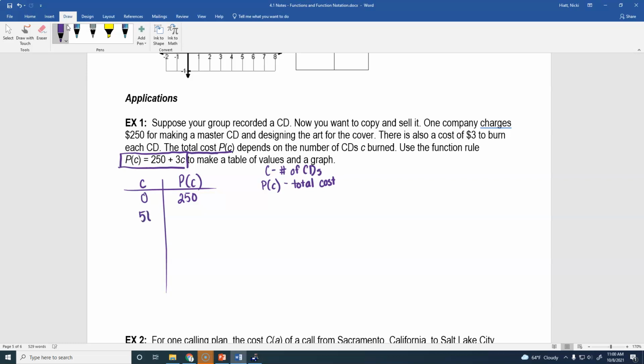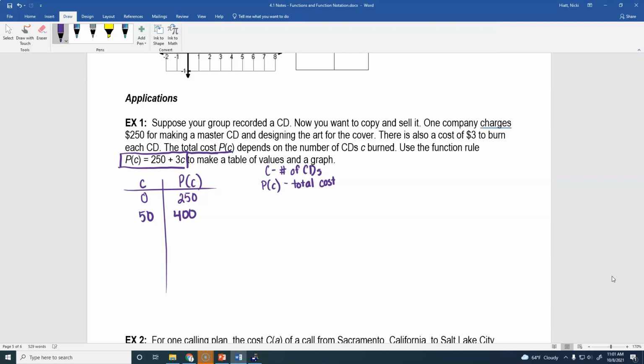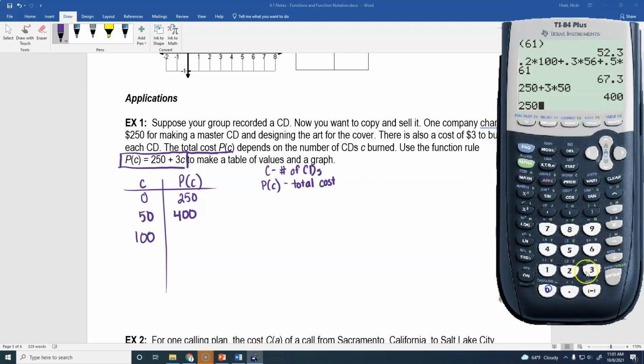So let's say that they got 50 CDs, right? Because we wouldn't want to put one. You're not going to do this and only get one CD because you're probably doing it to sell them at some point. So let's do 50. We do 250 plus 3 times 50, and that's going to give us 400. And then maybe do 100. So 250 plus 3 times 100, we would get 550.